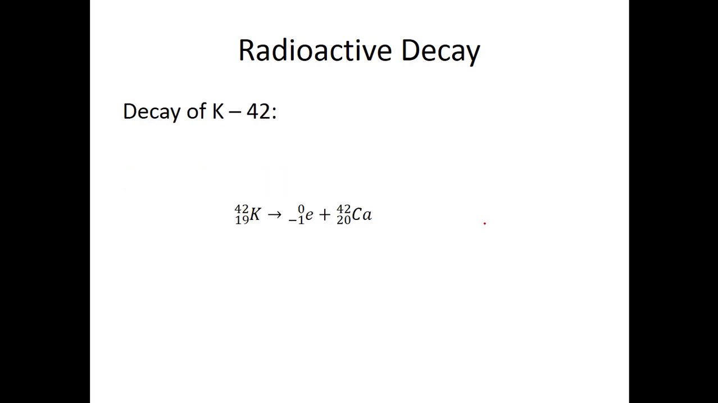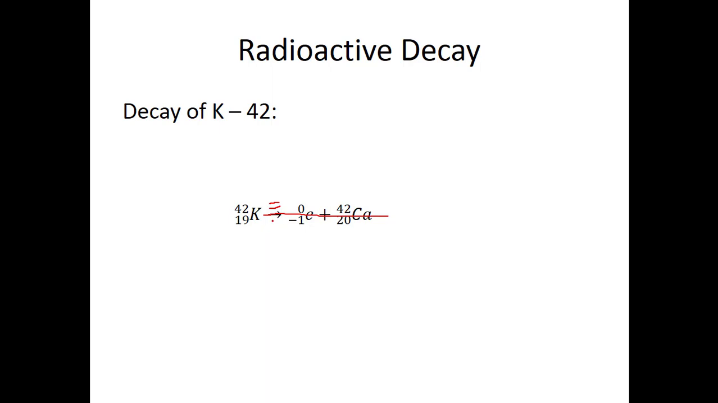Looking at another example, I have potassium-42. Again, using the same methodology, splitting the mass and the atomic number, I have a mass of 42. Using Table N, I know potassium-42 only emits a beta particle, so a beta particle has 0 mass and a -1 effect on the atomic number. So how do I get from 42 from 0? I have to add 42.